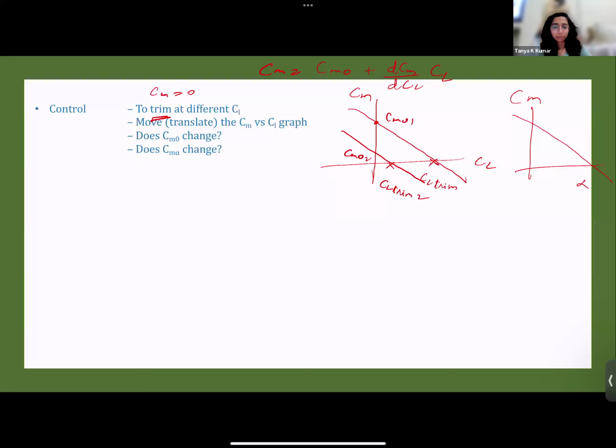When I change Cm alpha, what happens? The stability of the aircraft changes, right? So if I deflect my control surface, does the stability of the aircraft change? If it changes, how does it change? Does it become more stable or less stable? When I deflect my control surface, does the stability of the aircraft change?